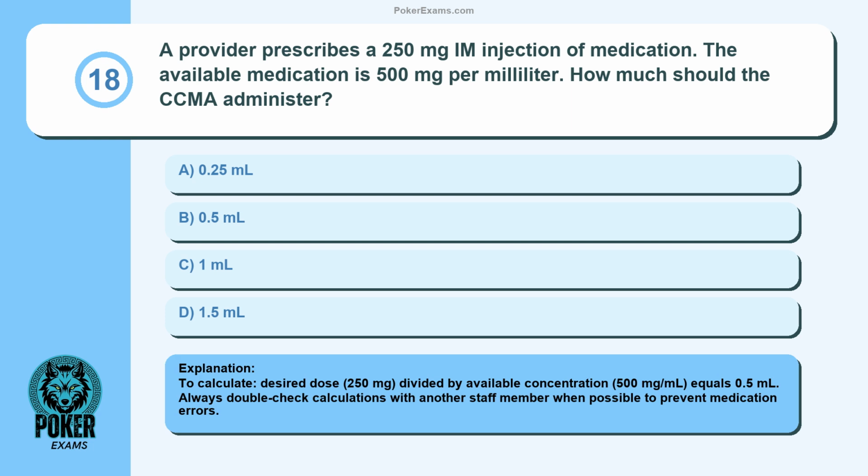To calculate the desired dose, 250 mg divided by the available concentration, 500 mg per milliliter, equals 0.5 milliliters. Always double-check calculations with another staff member when possible to prevent medication errors.